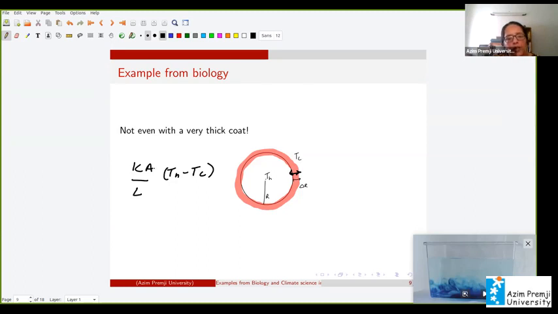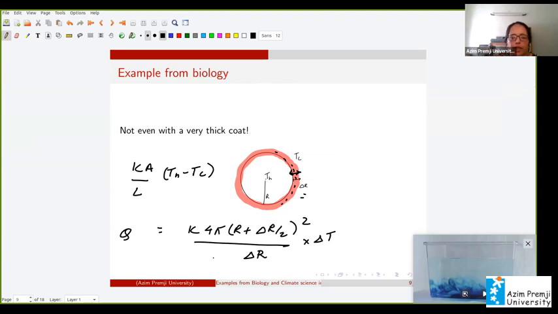Here you would have to replace A with 4 pi r squared, the area of a sphere, which is sort of centered in between, somewhere within the coat, right? And L would be replaced by delta R, which is the size of that coat. So let's just write down what it is. The heat that is lost in a given amount of time across the coat is equal to kappa times 4 pi times (R plus delta R by 2) whole square divided by delta R times delta T. Delta T is just Th minus Tc.